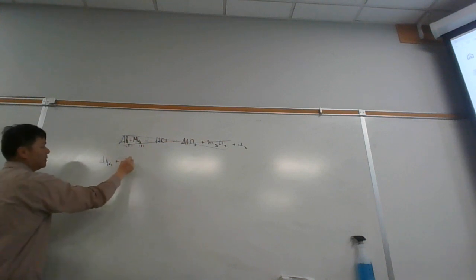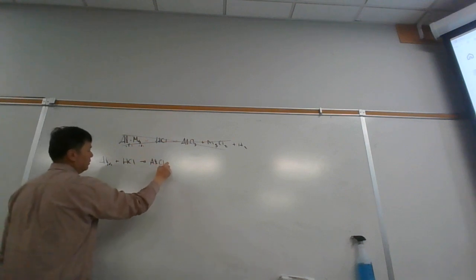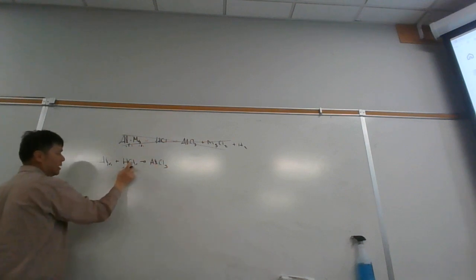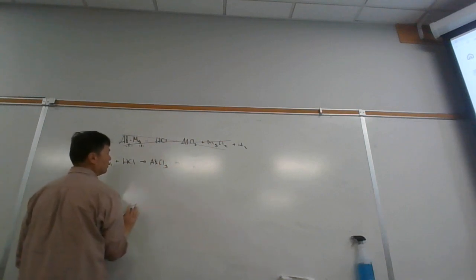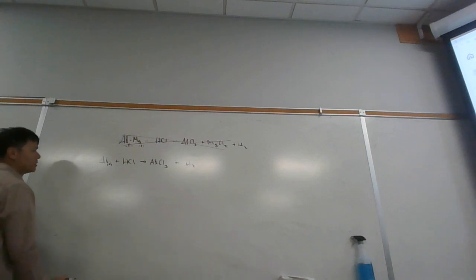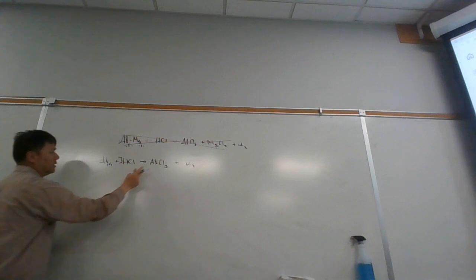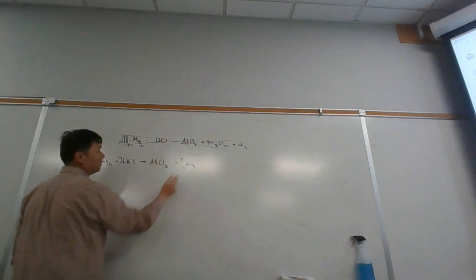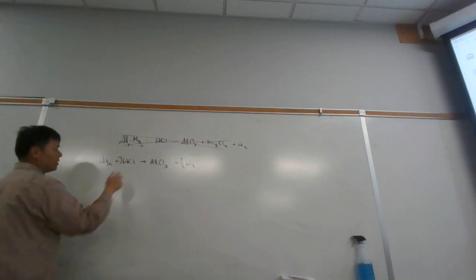So we'll have aluminum plus HCl. This is going to yield aluminum chloride. HCl is just a mineral acid, so this should work using the single replacement reaction. And now we can balance this. So we'll need 3 HCl, and we're going to generate 3 halves of hydrogen. We can double it to get rid of the fraction.